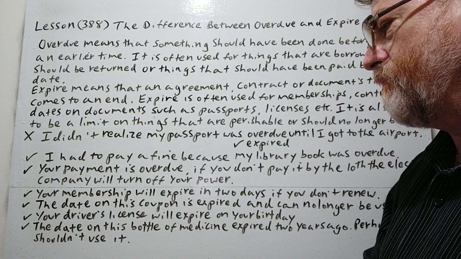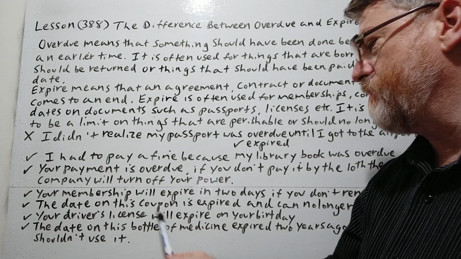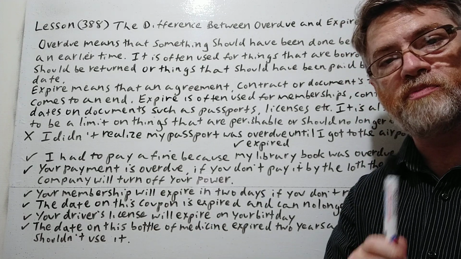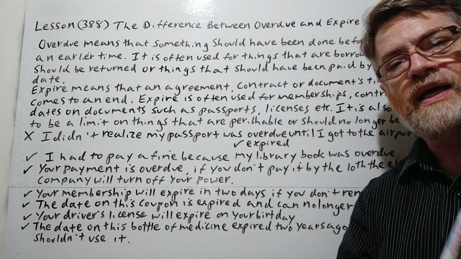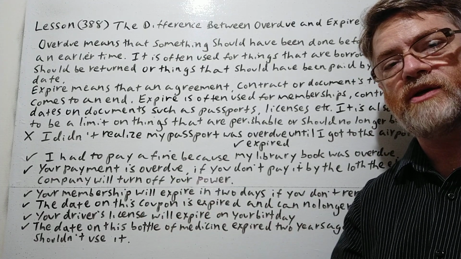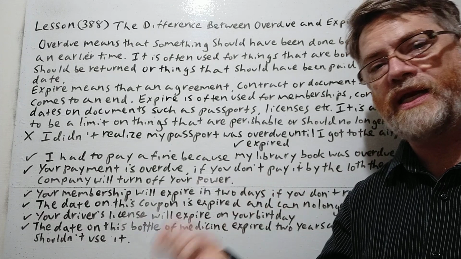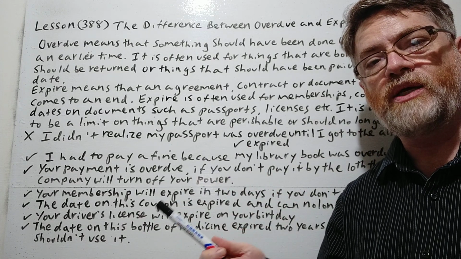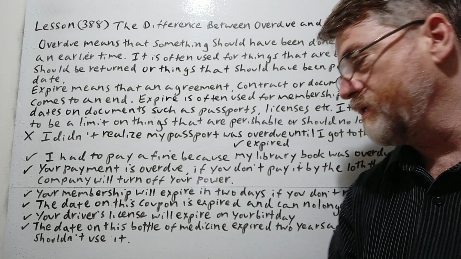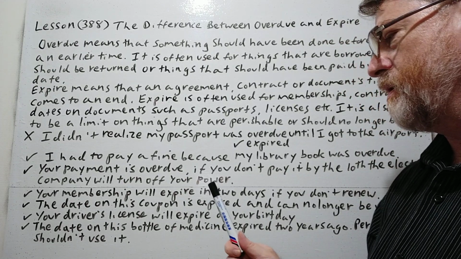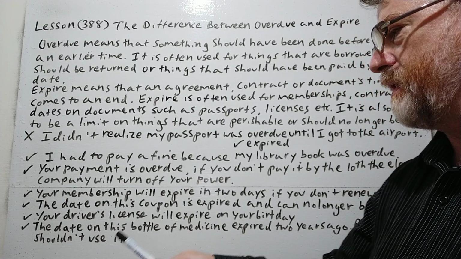Okay, let's continue. The driver's license will expire on your birthday. Yeah, in the U.S., they often have that. They always go by people's birth dates, so you have to renew by your birth date again, every 4 years or 10 years or however long you extend your driver's license for. Okay, good. All right, and the last one here.